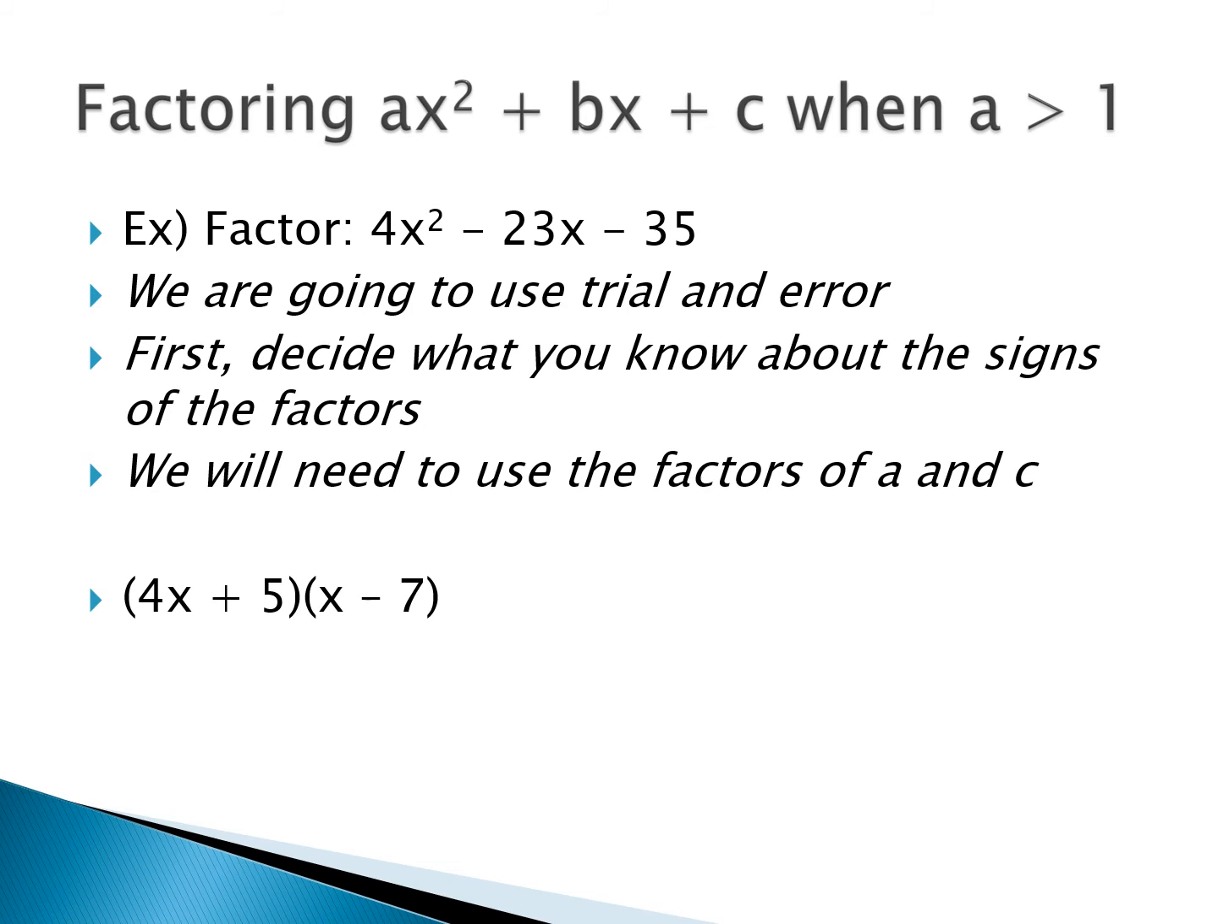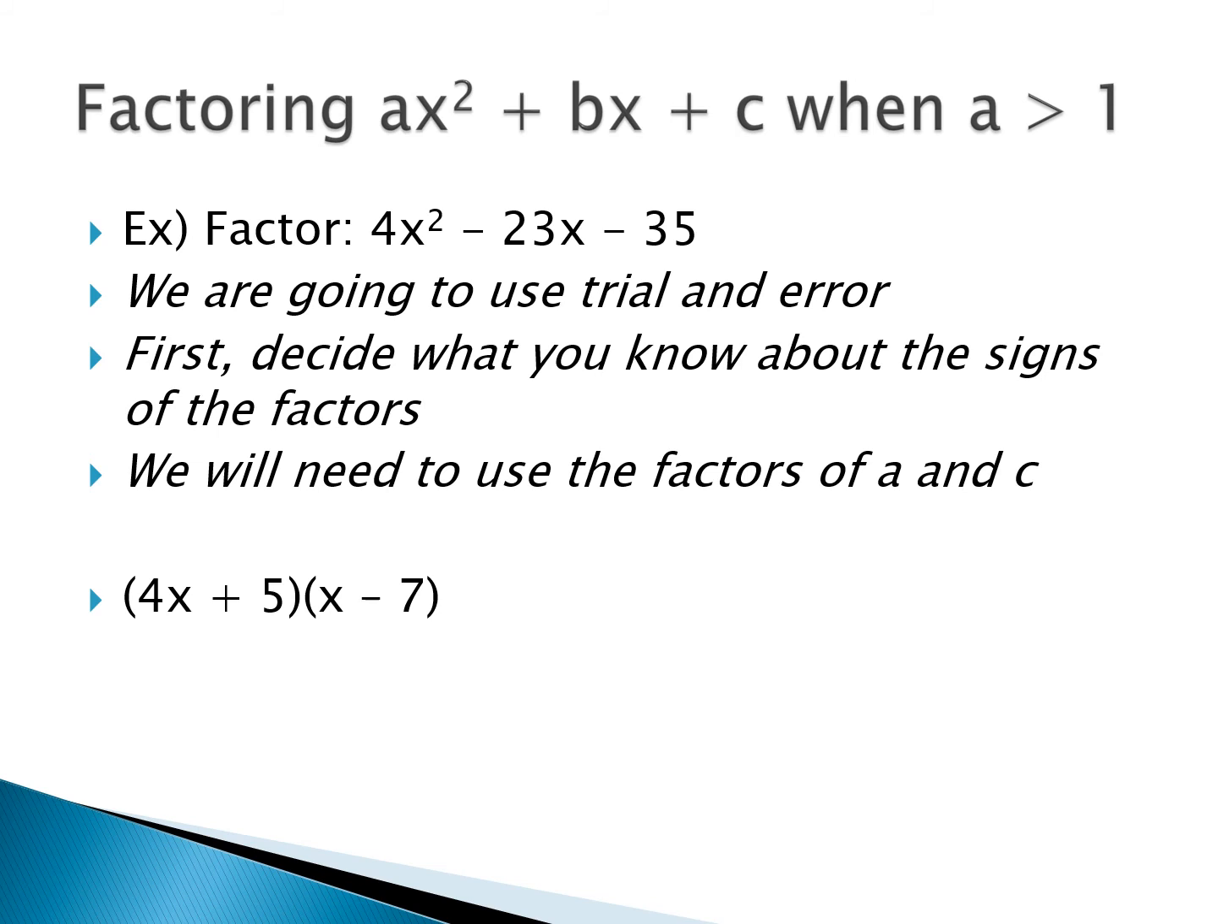Now, this method is going to be helpful, especially when that first term is prime. That's something like 2x squared, 3x squared, 5x squared, because you know what those first terms are, and it's a little bit easier to plug in the options for the last terms in the binomials. When it's a number like 4x squared, it's still doable, but it might take a little bit of time.